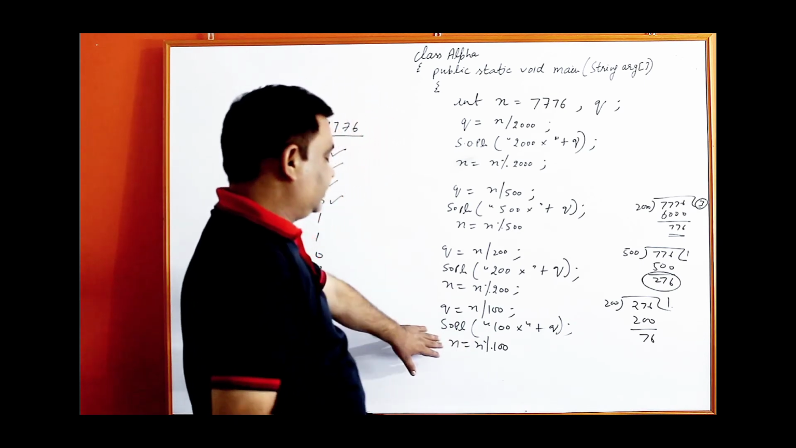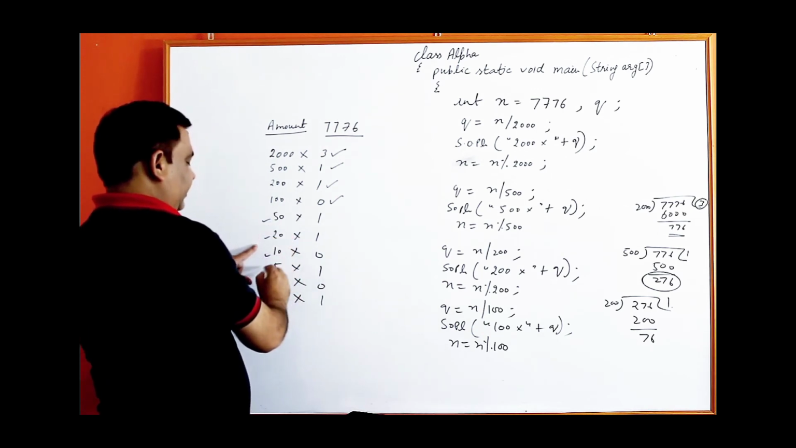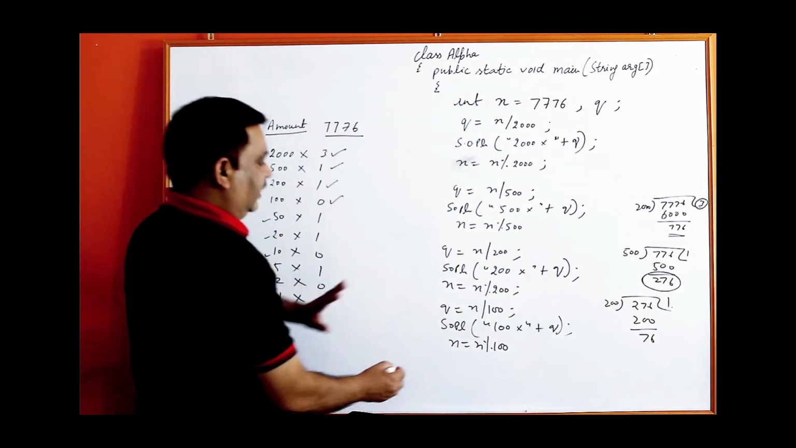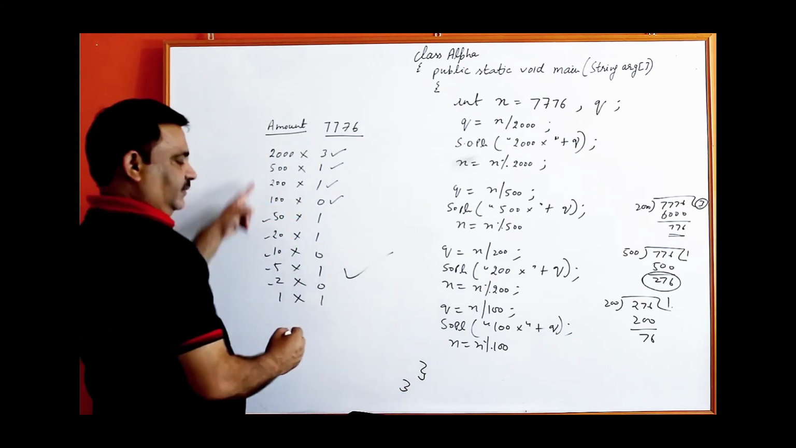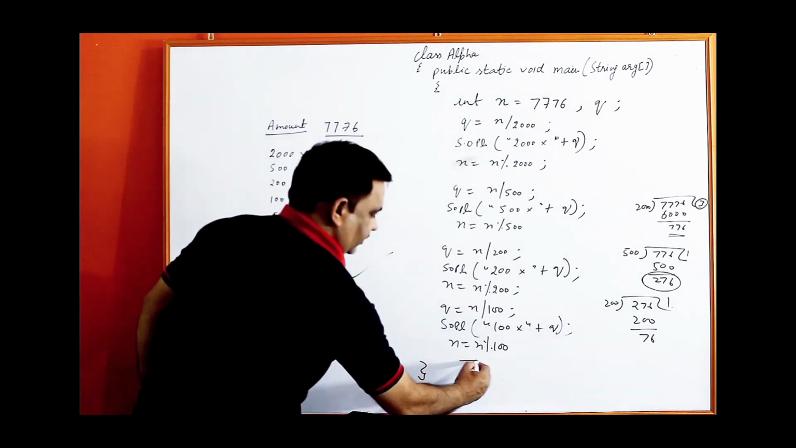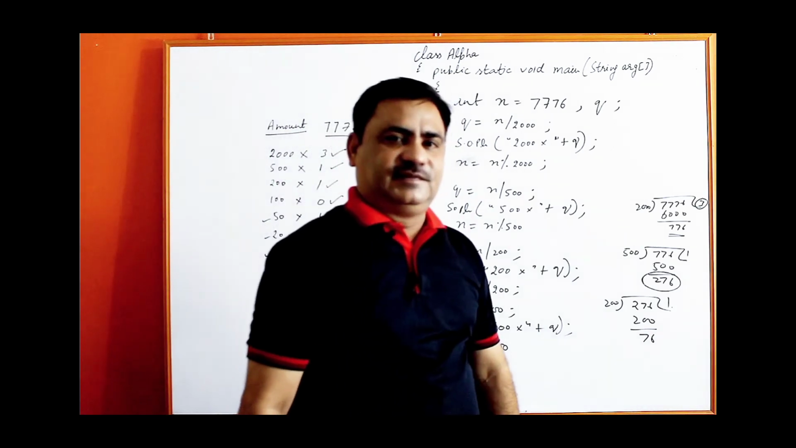Now you have to repeat the same process for 50, then 20, 10, 5, 2 to 1, and you will get the output this way. You have to continue this program for all the denominations. That's all.